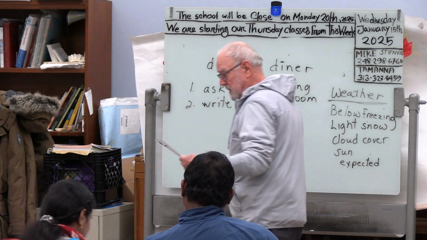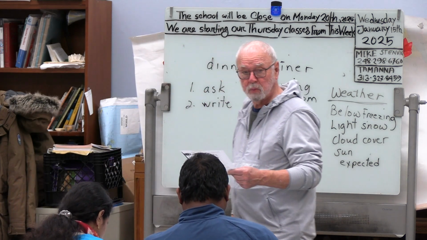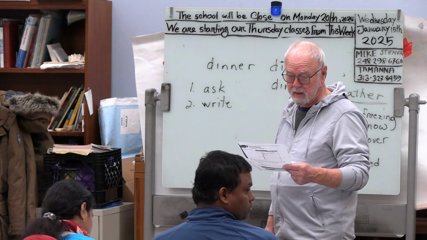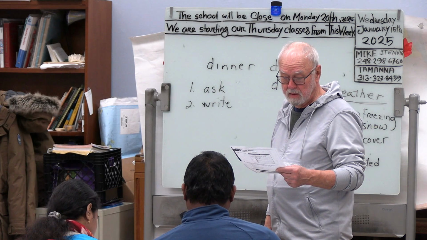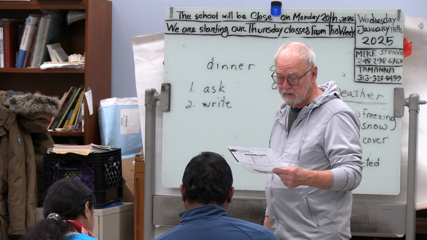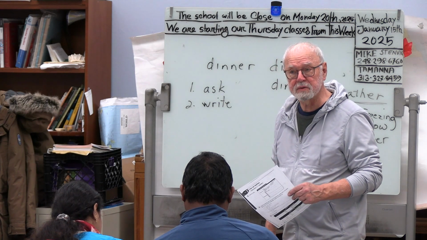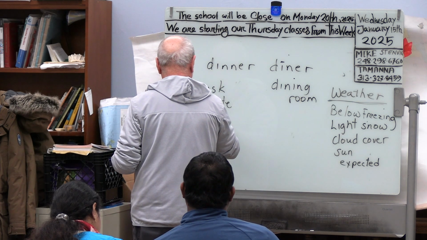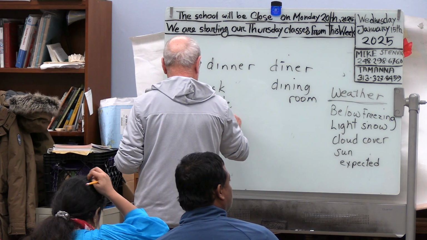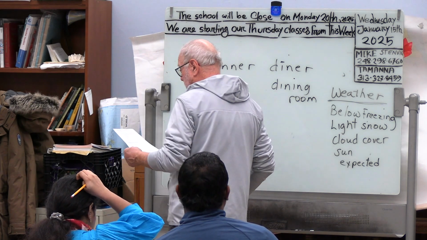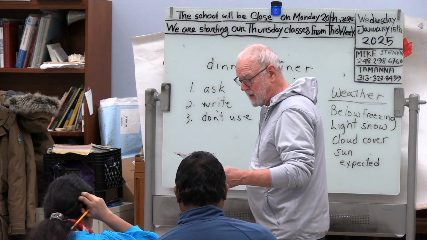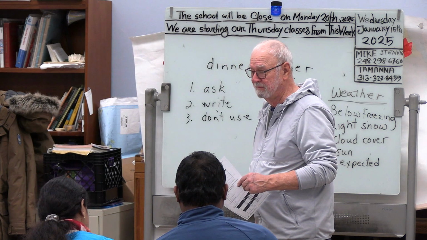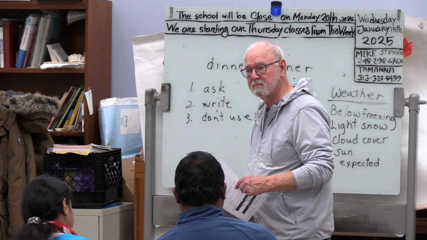Write the shopping list. Next one, number 3, Amira. Don't use my bowl. That makes good sense, good English. How about don't eat my bowl? Does that make sense? No.